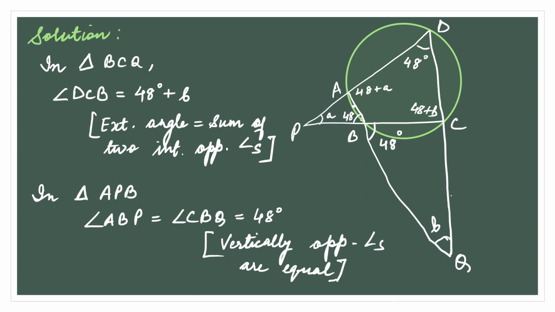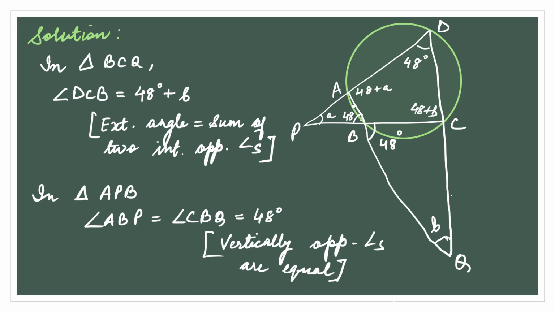Now see A, P and B. This angle is equal to 48 degrees. So this angle is also 48 degrees because they are vertically opposite angles. Now, what is the value of this angle? This angle is equal to A degrees. It has been given. And what is the value of A? A is equal to 2B.